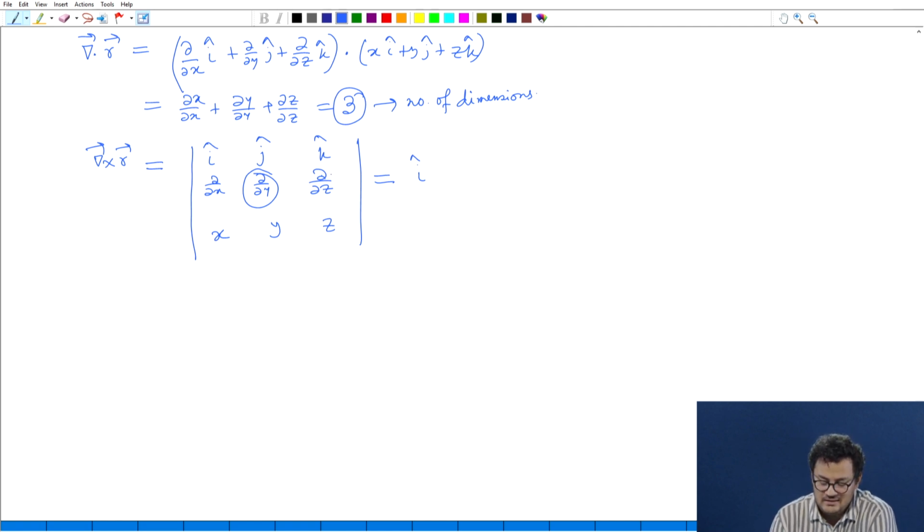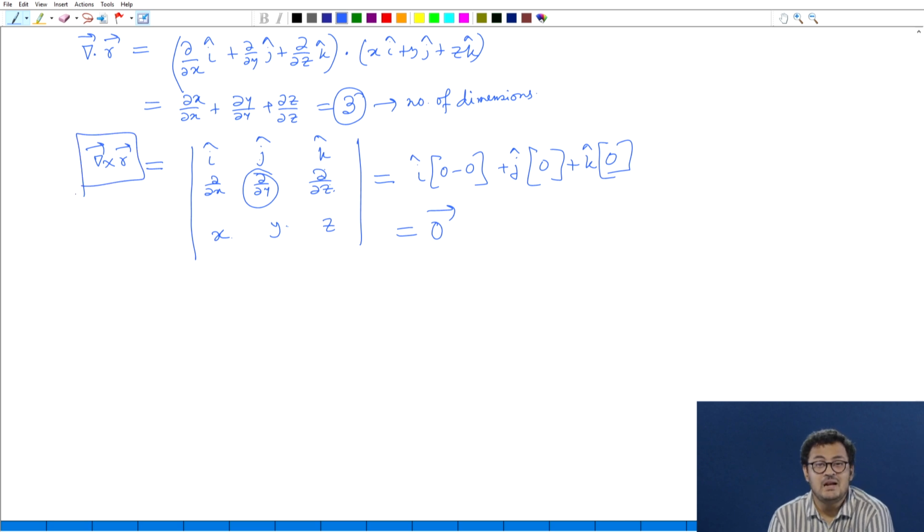In the same way this will also be 0. So it will be 0 minus 0, and if you see carefully, for all the other components, for j it will be 0 because del x del z is 0 and del z del x is 0, and finally the same for the kth component, which is del y del x and del x del y, both are 0. So finally you see the curl of R is a null vector.